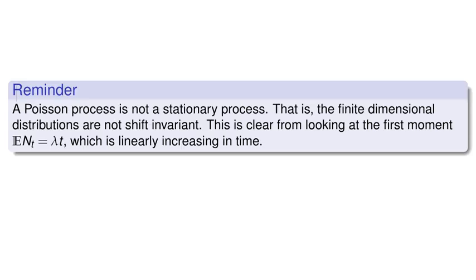As a final reminder, a Poisson process itself is not a stationary process. This means its finite dimensional distributions are not shift invariant. This is quite clear even by just looking at the first moment. The expectation of N_t is lambda t, which is linearly increasing in time, clearly not constant or dependent only on the length of an interval if we shift the starting point. This concludes our detailed look at the Poisson process on the half line.